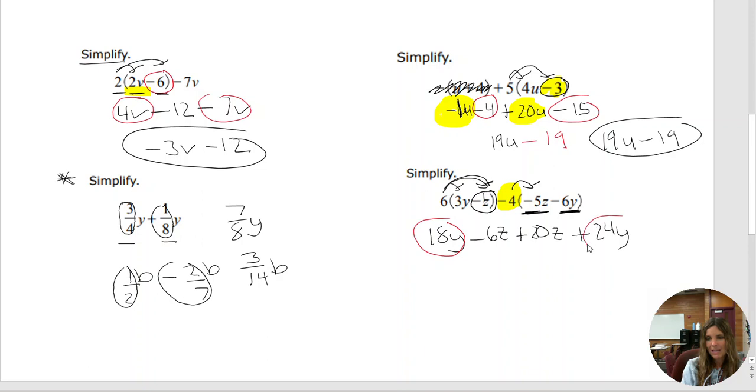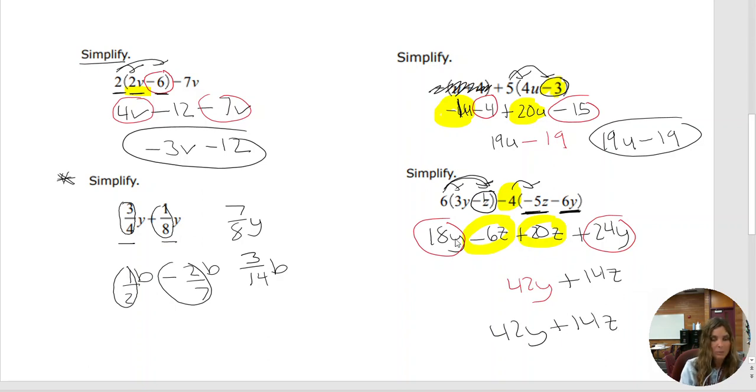Now we just combine our like terms. So 18y and 24y is 42y. And then we have a negative 6z and a positive 20z, and that is going to be a positive 14z. So our final answer is 42y plus 14z.